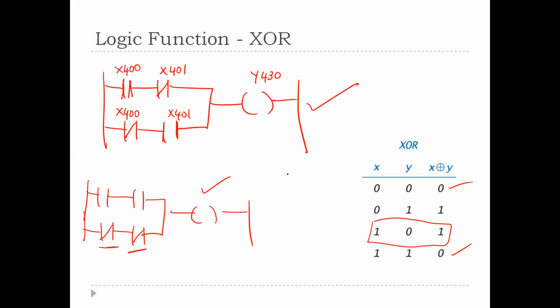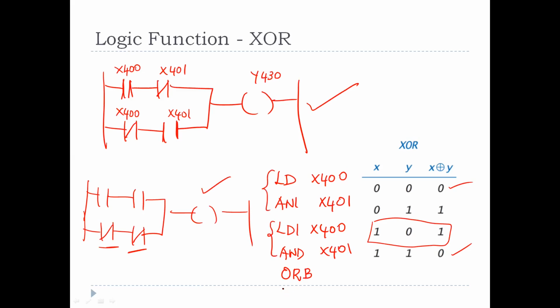So we'll write the mnemonic for this. Here it's starting with LD X400 for the first rung and it's ANI X401. Okay, this is for the first rung. Again, I'm going to start afresh for the second rung. So it will be LDI X400 and AND X401. Now I want to join these two rungs in parallel fashion. So the command is ORB. That means these two rungs will be connected in parallel fashion. And then finally END.